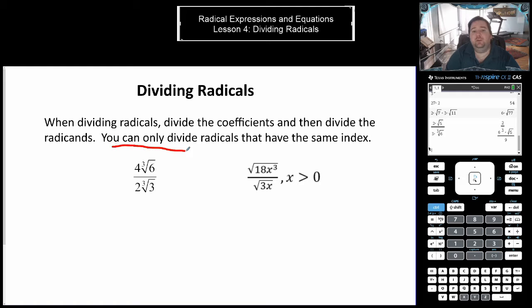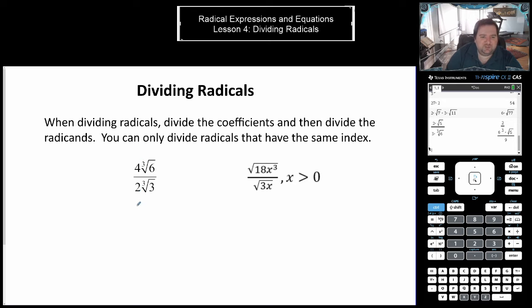First, you can only do this if they have the same index. And this is where I'm hinting that once we don't have the same index, it gets kind of tricky. But it's okay, because we have the math skills to pull through. So let's do the easy ones first.